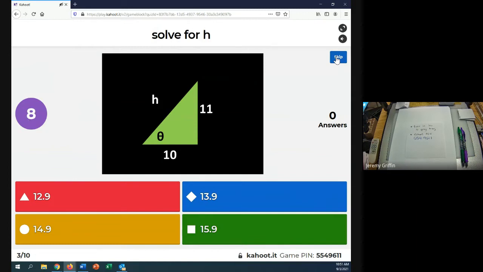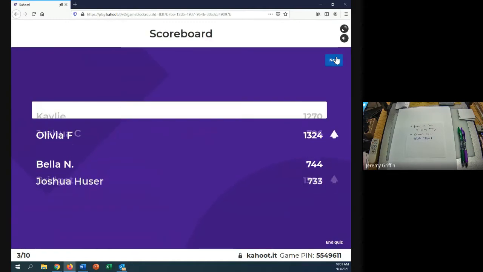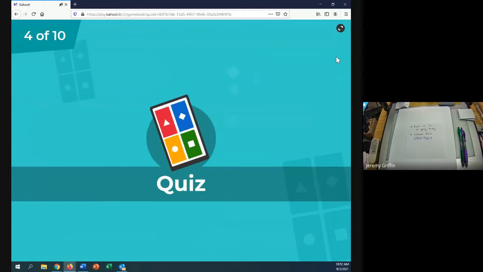And so did you guys just apply the Pythagorean theorem? So you did 10 squared plus 11 squared, and then you took the square root, right? Okay, so that was the Pythagorean theorem, right? Two legs of a right triangle. These are all right triangles. So the 10 squared plus 11 squared, take the square root, you get 14.9. Olivia, moving to the top. Bridget, Kaylee, Joshua, Bella.